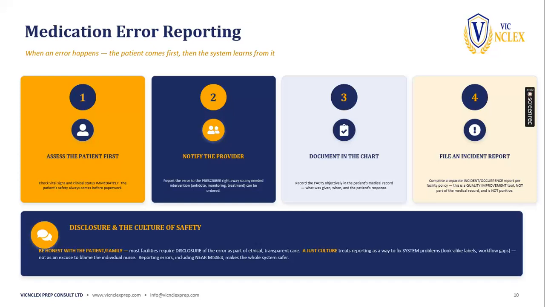If they are not there, this is a rule on incident reporting. If they are not there, they don't have the right to write. So you have to complete a separate incident report, the occurrence, based on the facility protocol. Do you know why we do incident reporting? It helps in quality improvement.